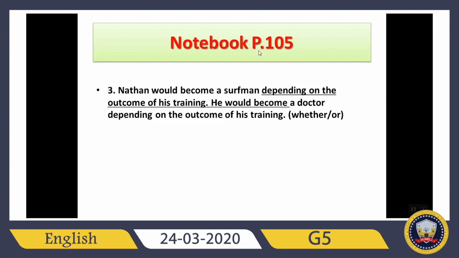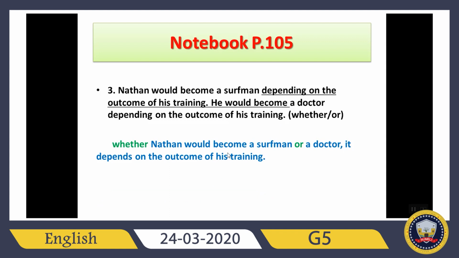And here the third one. Nathan would become a surgeon depending on the outcome of his training. He would become a doctor depending on the outcome of his training. Use whether or. Here we must omit all the words between two objects. Why? Because the objects are different. Nathan, the same here, so the subjects are same. So omit all the words, then put whether here and put or here and continue the sentence.